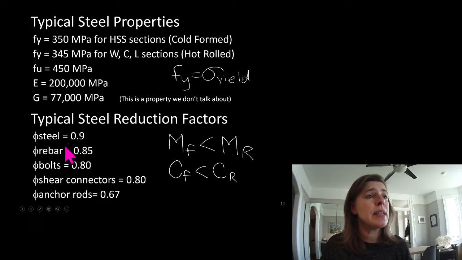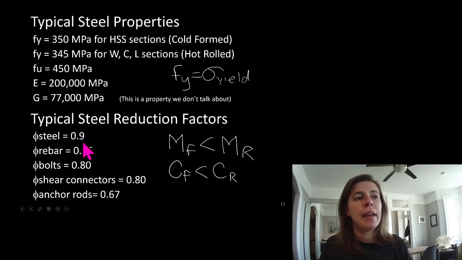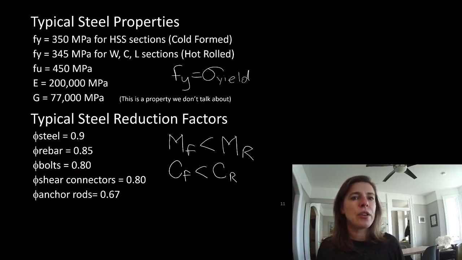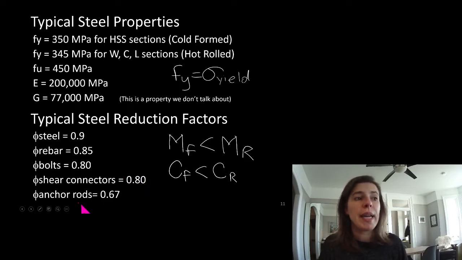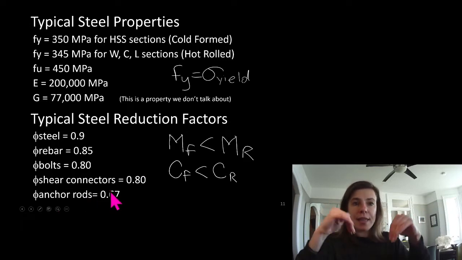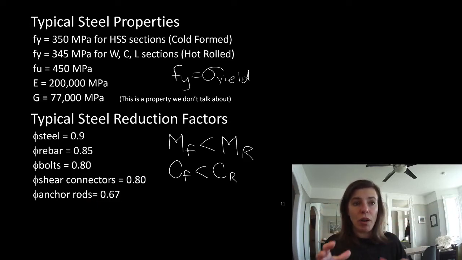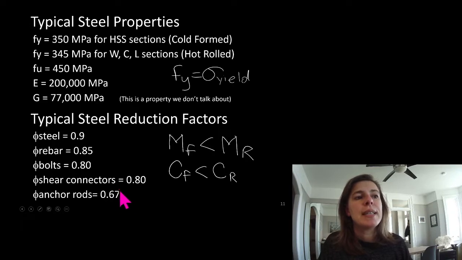So most steel is 0.9 as a reduction factor. Rebar is 0.85, and that's going to come up when we do concrete. Bolts are 0.8, simply because they have different manufacturing standards. Shear connectors, or elements that we use to connect our shear elements, use a factor of 0.8. And anchor rods, the things that go into the ground to hold our columns down, use 0.67.